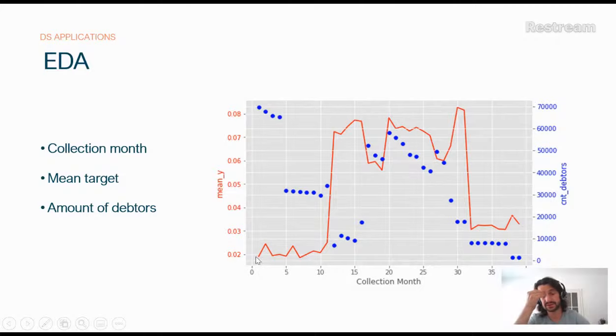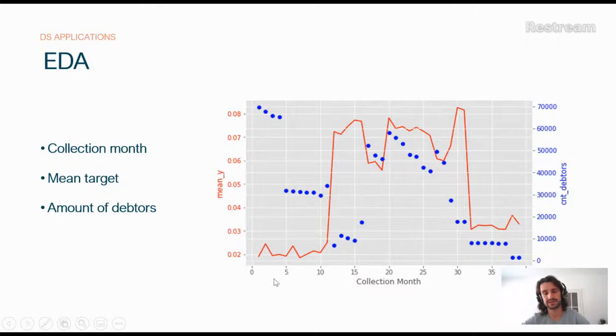We see that when the debt is quite young, during the first year, the average target, so the average willingness of the customers to pay, is quite low. Then after a year, it jumps to higher values, and then again low. This is of course something that's a bit hard to interpret with only technical knowledge, so definitely we had to talk with business stakeholders.